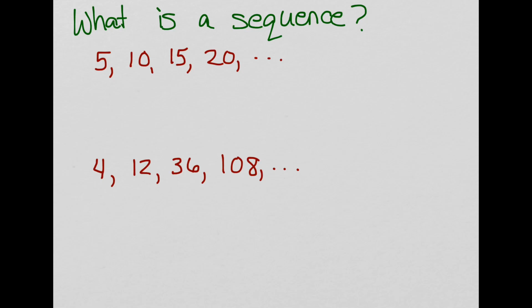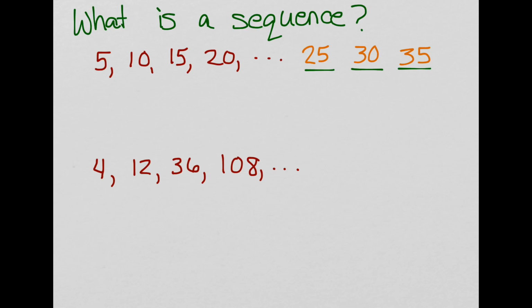And you can probably already tell that we're adding 5 every time. So if I wanted to find the next 3 numbers in the sequence, then I would add 5, and so I would get 25, 30, and 35. That wasn't so hard. That's feeling pretty good so far, right? Let's look at another sequence.